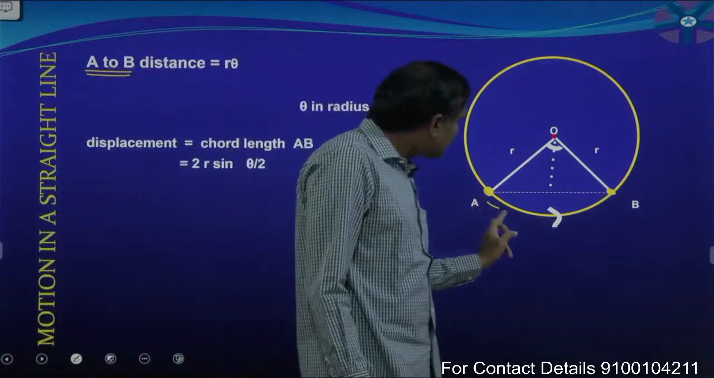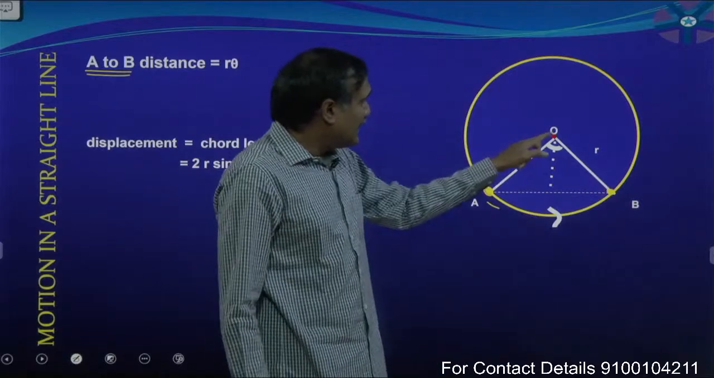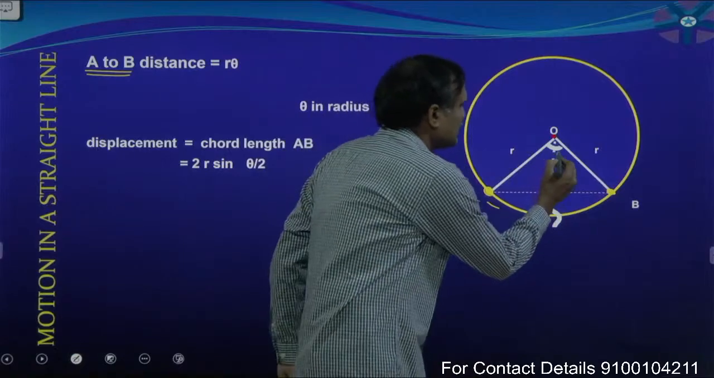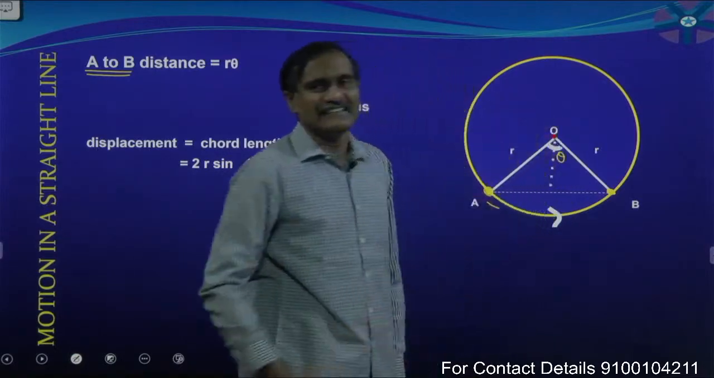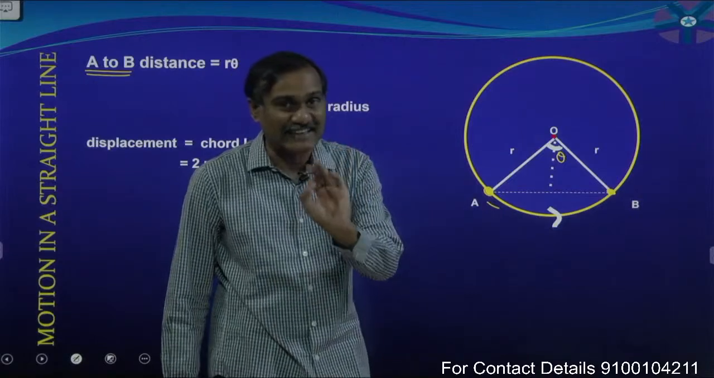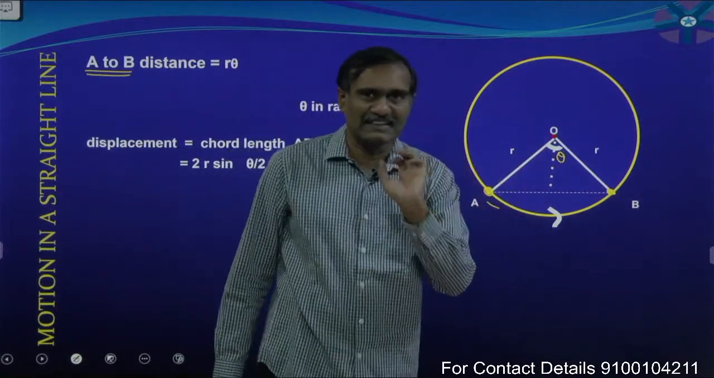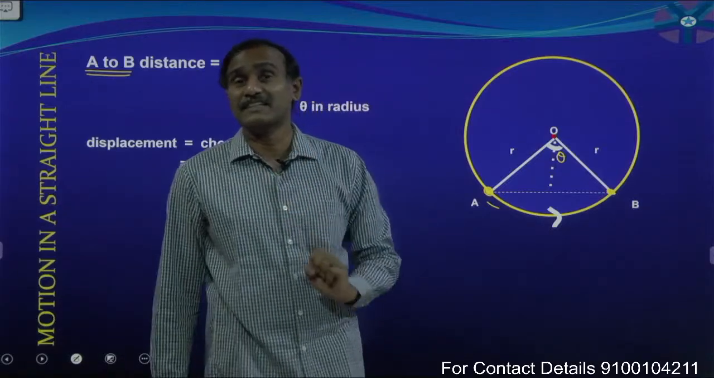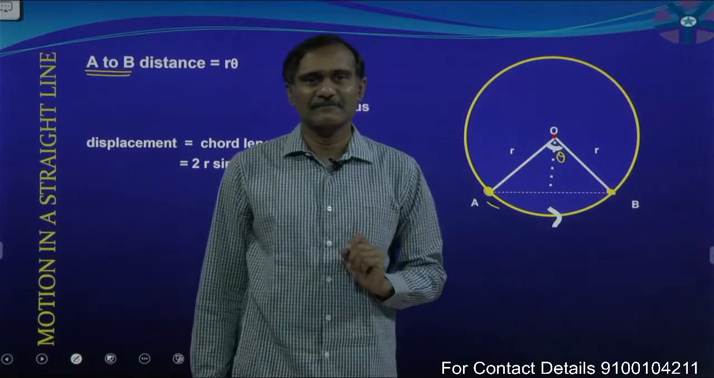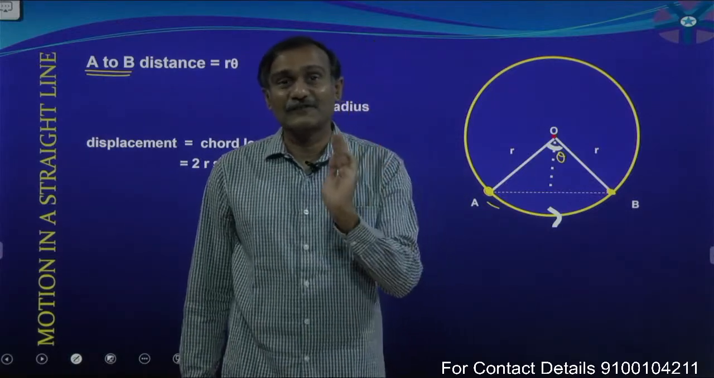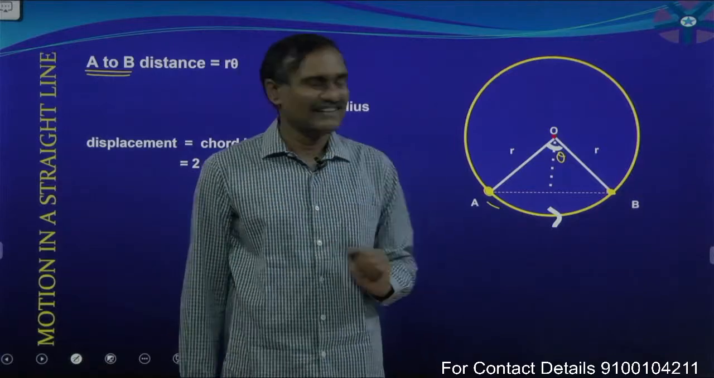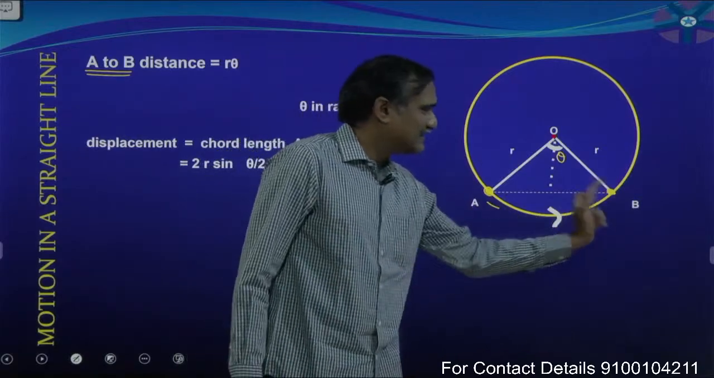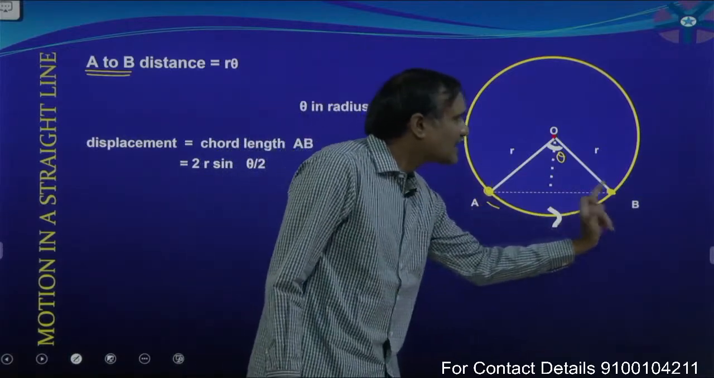While the particle travels from A to B, the line joining O to A subtends a certain angle at the center. I am assuming it is theta. Now, you tell me what is the path length or distance travelled by the particle? Path length is nothing but the actual length of the path travelled by the particle. Actual length is this one, that is here it is the arc length.